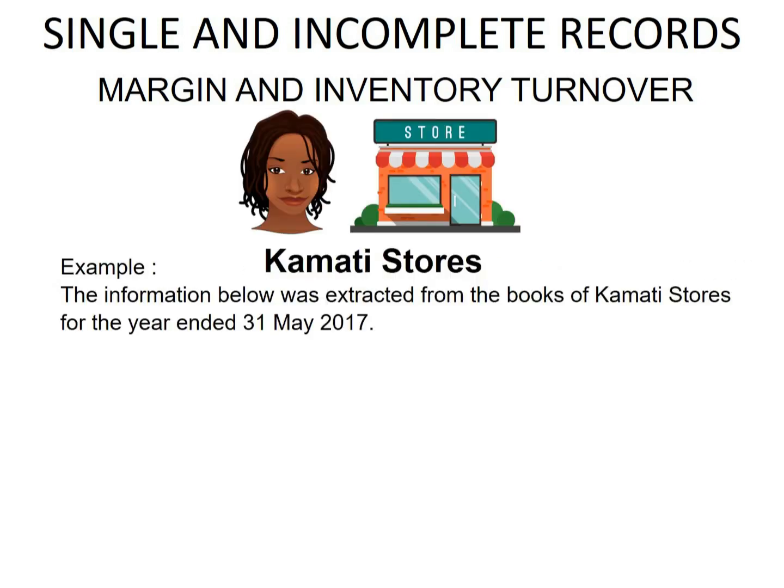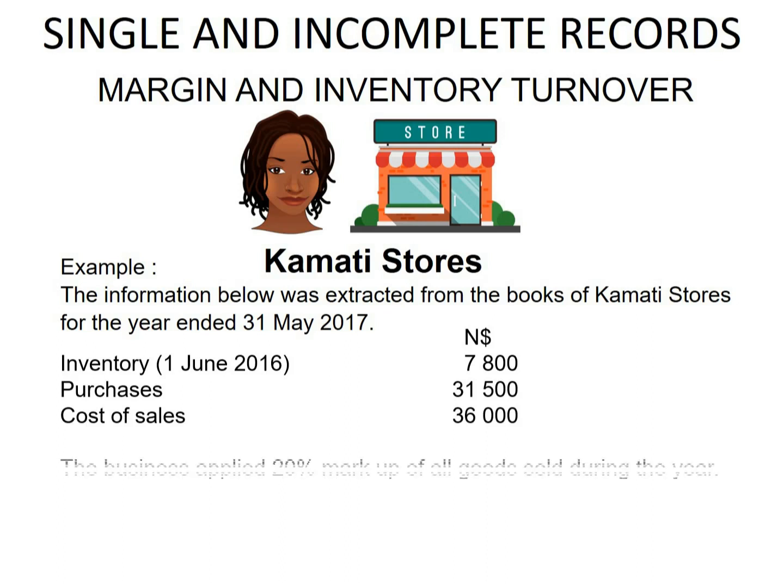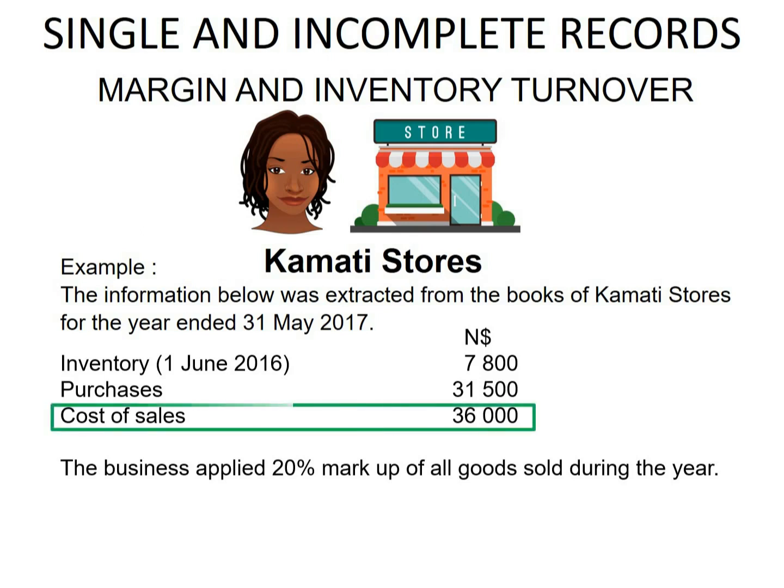Let's have a look at an example of Commodity Stores. The information below was extracted from the books of Commodity Stores for the year ended 31 May 2017. Inventory at 1 June 2016 was 7,800, purchases was 31,500, cost of sales was 36,000, and the business applied 20% markup to all the goods sold during the year. So what we need to focus on here is our cost of sales of 36,000 and our markup of 20%.